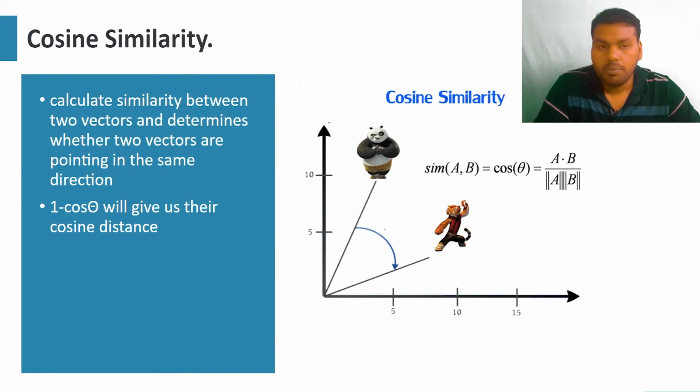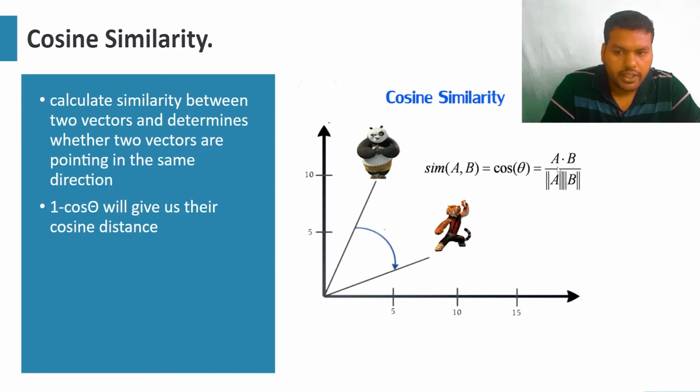Okay. Moving forward, this is one of the most important and very useful distance metrics, known as the cosine similarity. It calculates the similarity between two vectors and determines whether two vectors are pointing in the same direction or in the opposite direction. So suppose we have two vectors, A and B. We can calculate cos theta. Cos theta is equal to A dot B divided by the magnitude of A times the magnitude of B. Once we calculate cos theta, we will get the similarity between two vectors.